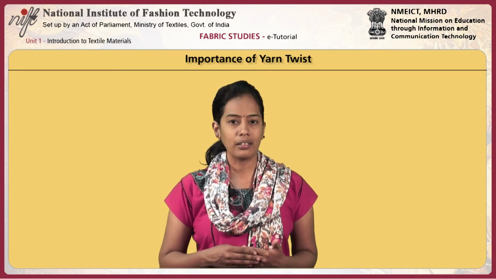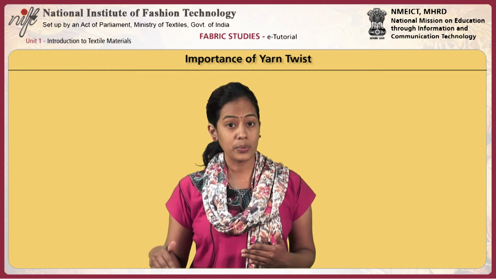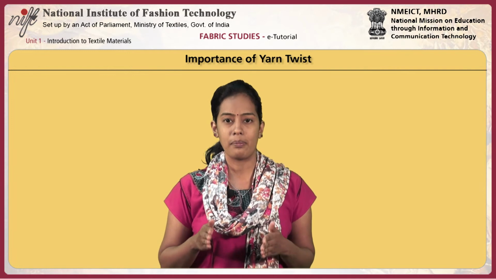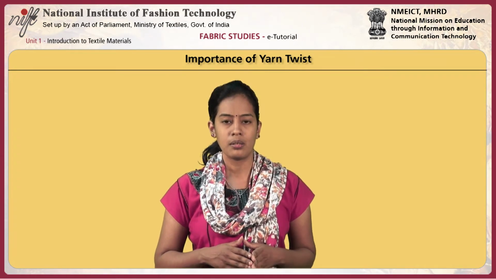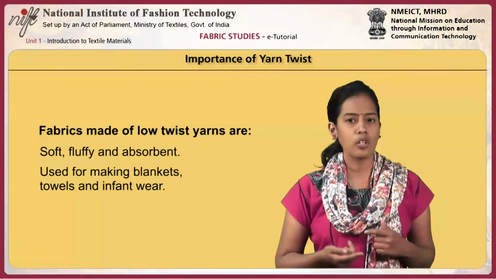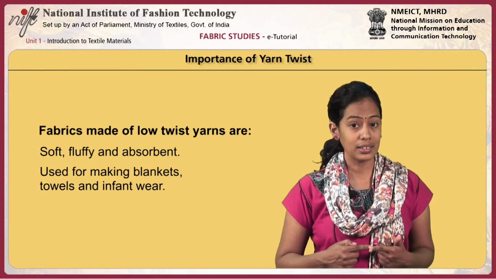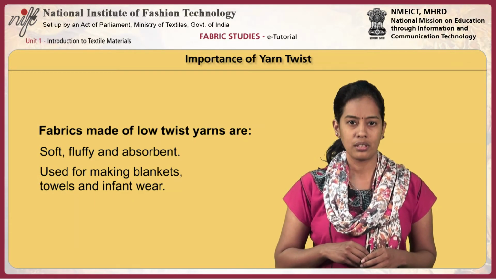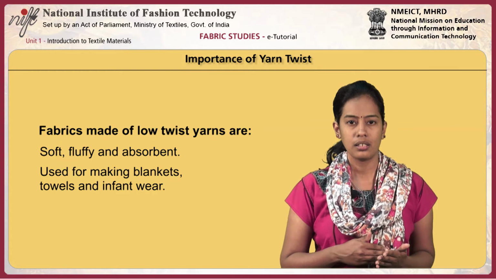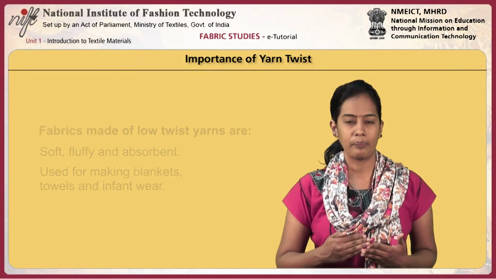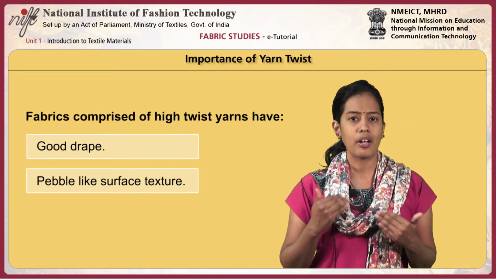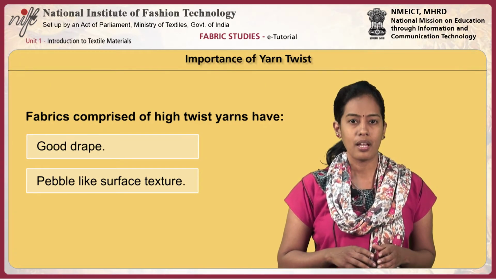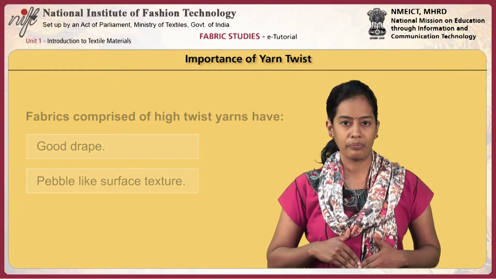Generally, spun yarns are given varied twist levels which in turn produce interesting fabric surface textures. Fabrics made of low twist yarns are soft, fluffy and absorbent and are used in making blankets, towels and infant wear. Fabrics comprised of high twist yarns such as crepe have good drape and pebble-like surface texture.